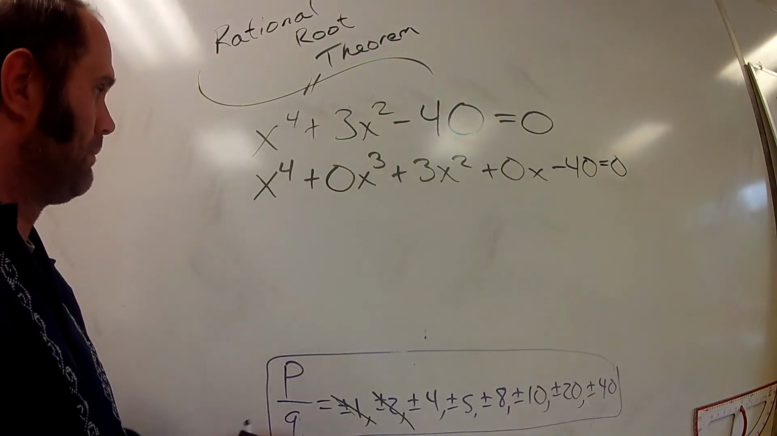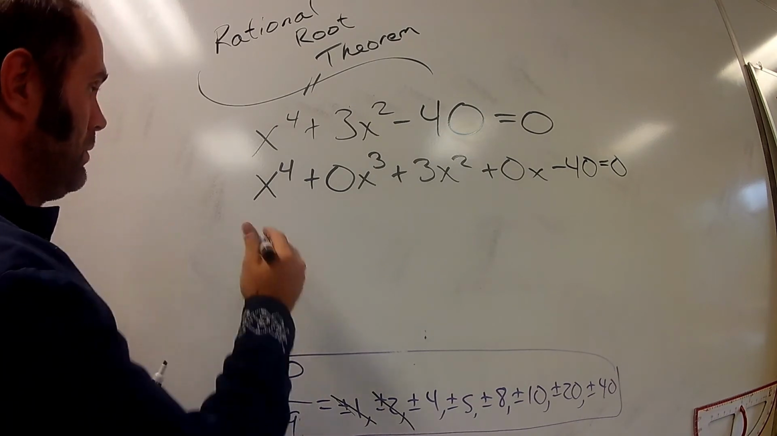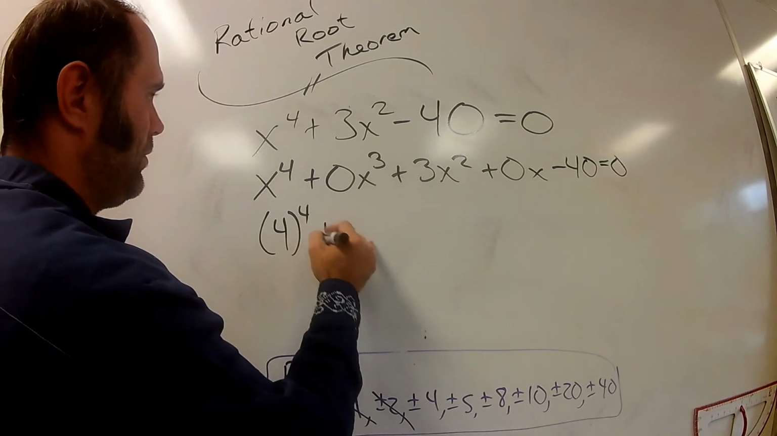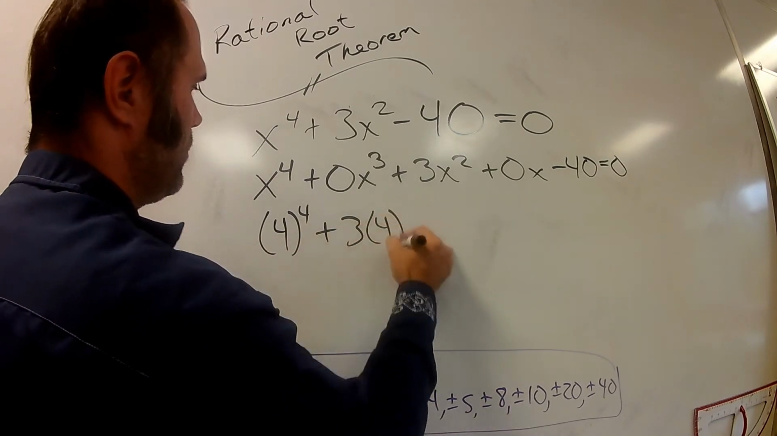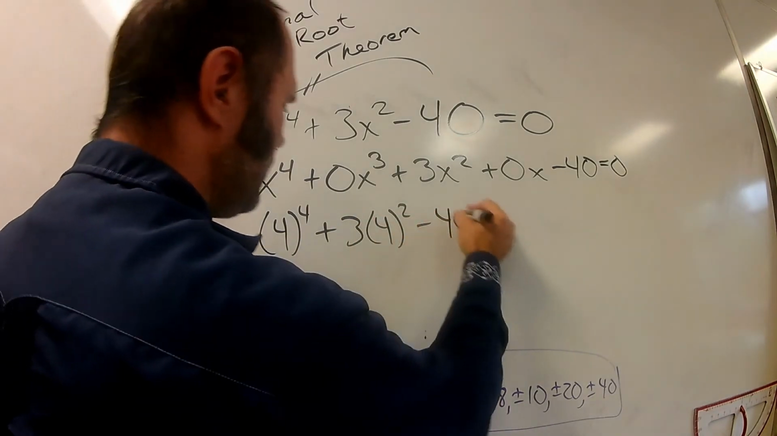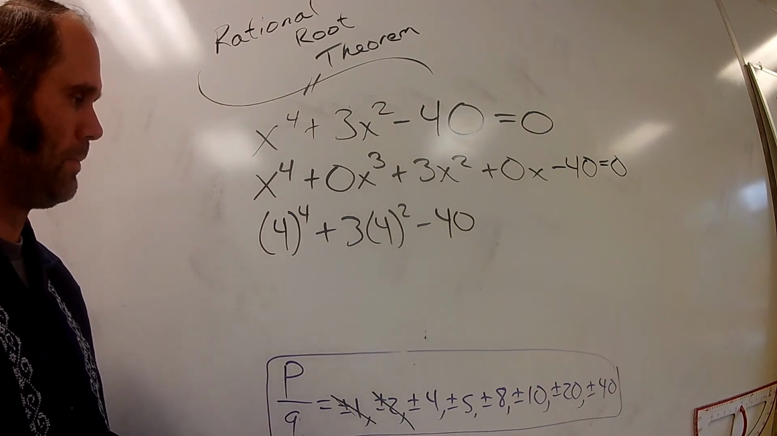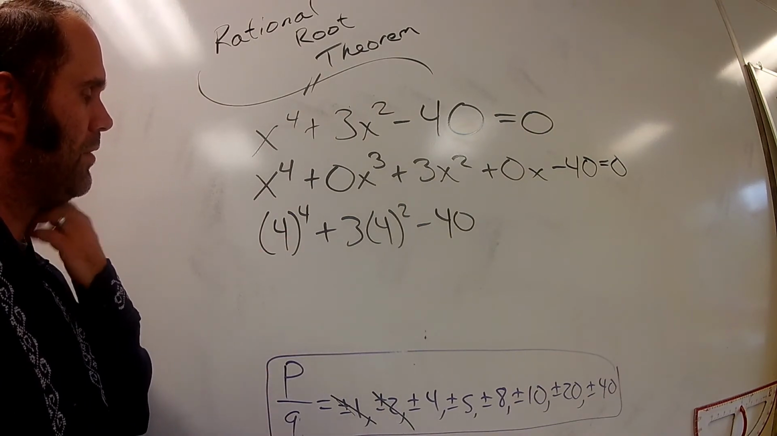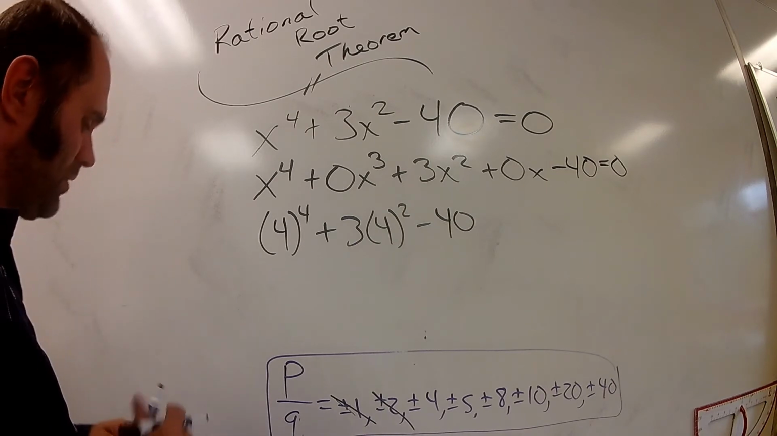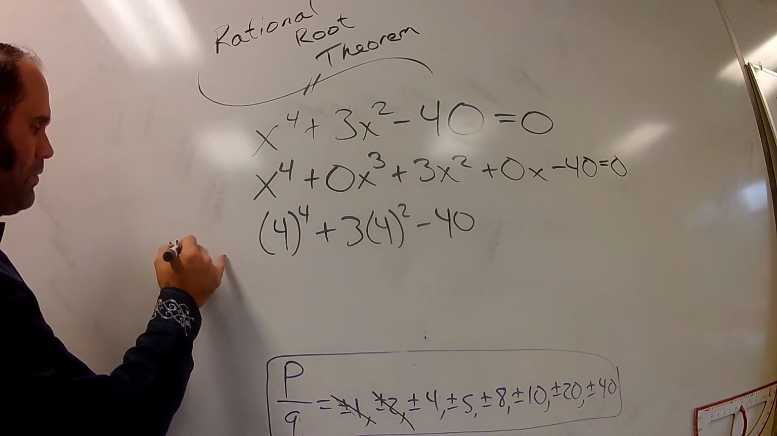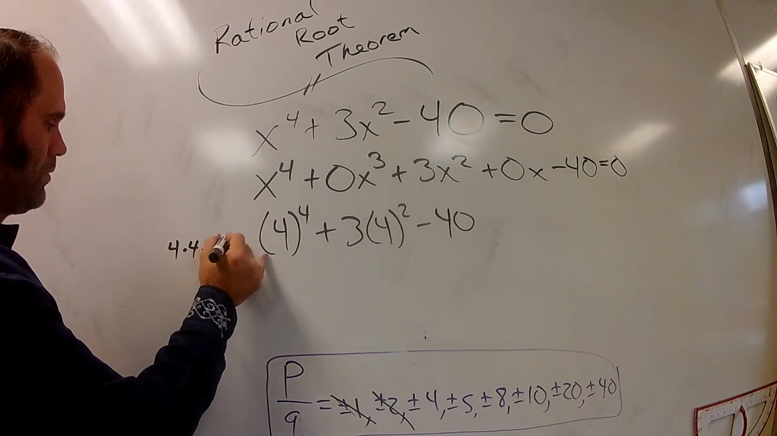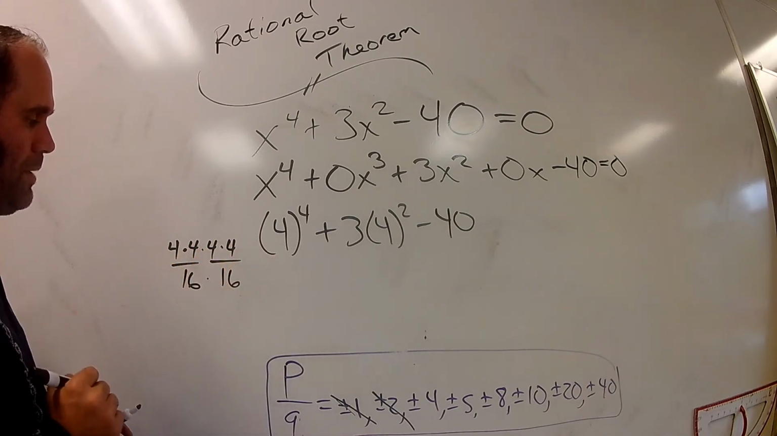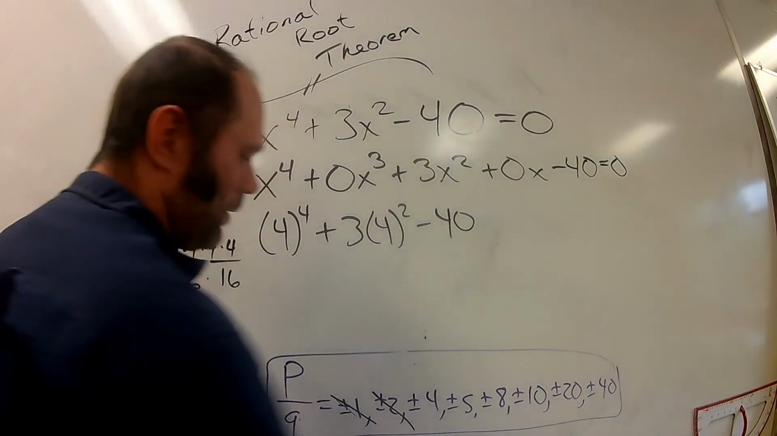Okay, 4. 4 to the 4th plus 3 times 4 squared minus 40. This seems really way too big. 4 to the 4th. What I did is 4 times 4 times 4 times 4. 4 times 4 is 16, 4 times 4 is 16, and 16 times 16 is what I'm trying to figure out now.